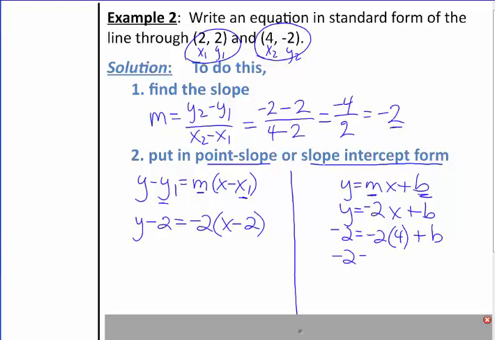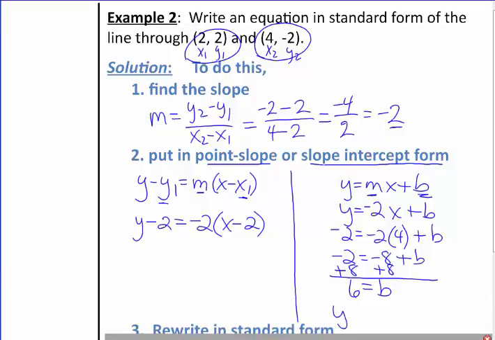So negative 2 equals negative 8 plus b. Add 8 to both sides. And you get 6 is equal to b. And then write your final equation. Y equals negative 2x plus 6. So that is my slope-intercept form.